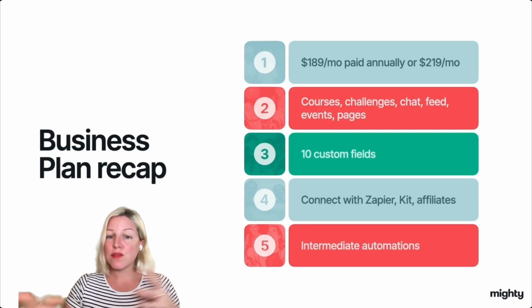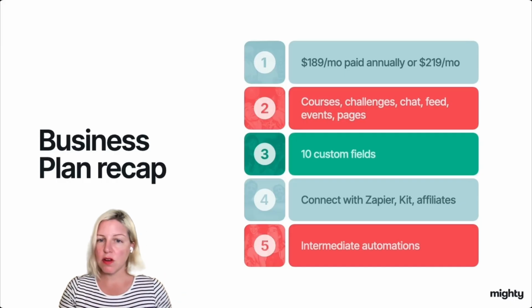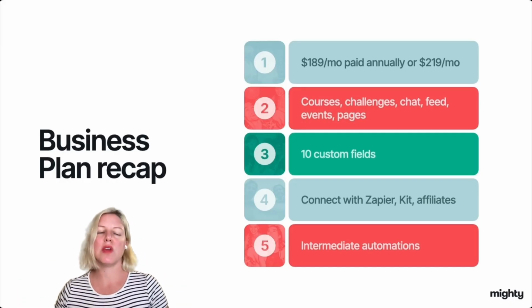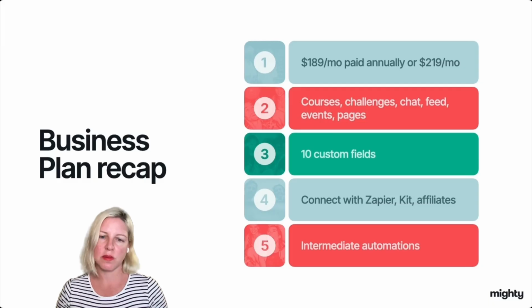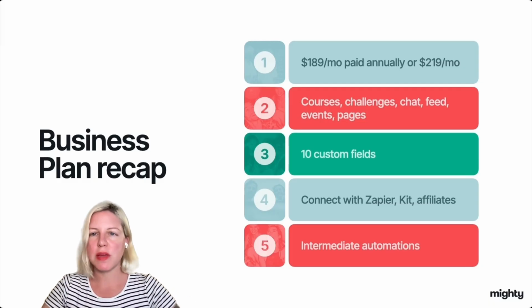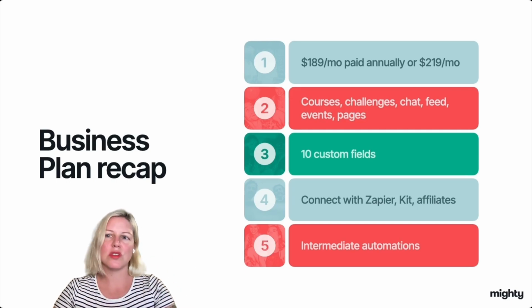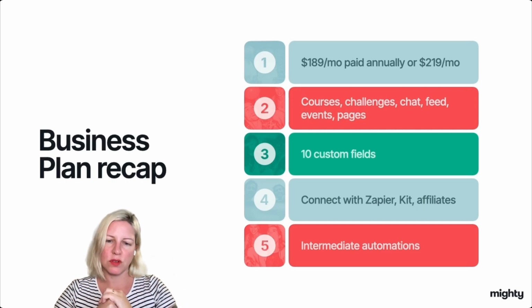You're going to be able to connect everything, right? Connect it with Zapier, connect into Kit, connect with these third-party affiliates. So if you have a large tech stack, the business plan could be interesting for you. And you're going to have those intermediate automations for celebrating members, upsells, value journeys, really, really powerful stuff on the business plan at that level of automation.